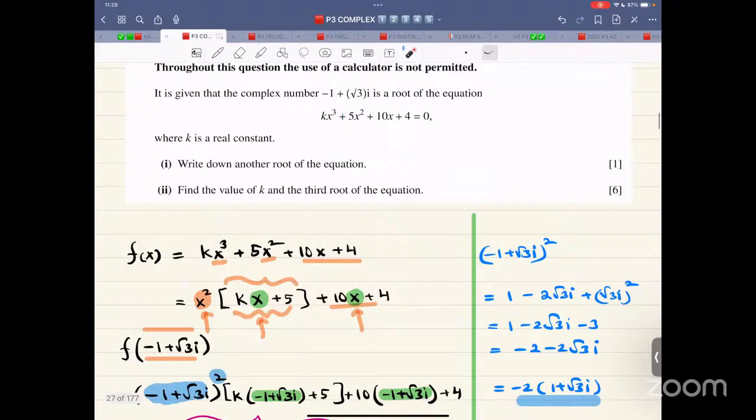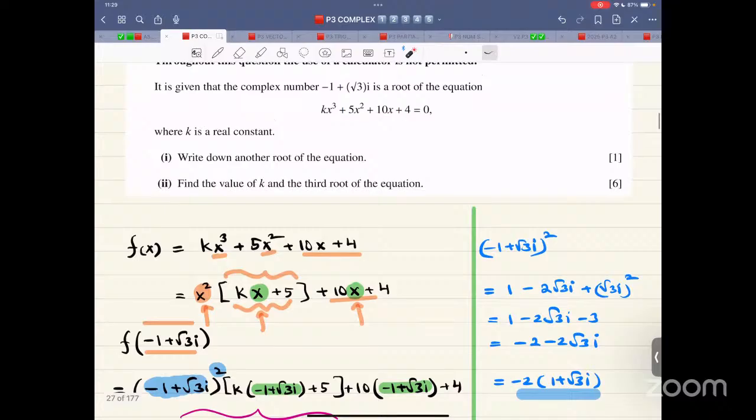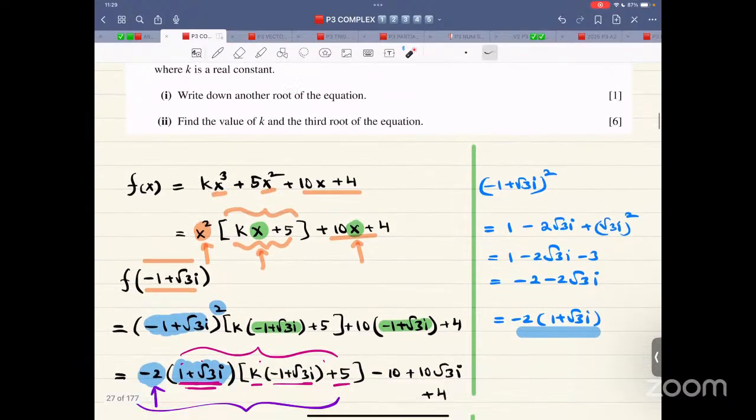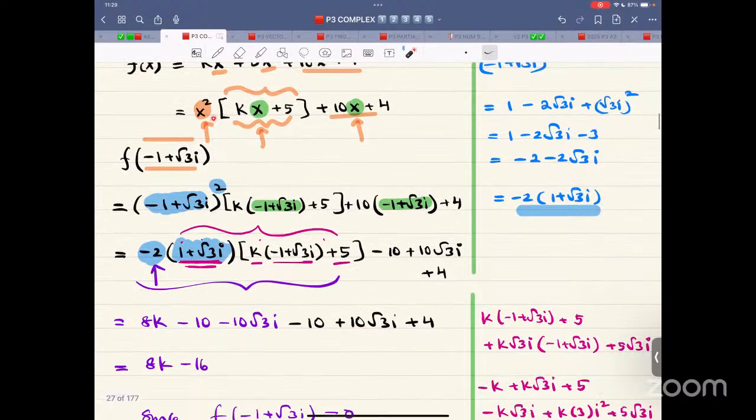So it says it is given that the complex number is a root of this equation where k is a real constant. This time it's a cubic equation. Write down another root. So the other root has to be minus 1 minus root 3i. Now what I have done is, first of all, I have taken x squared common out from these two. The previous question was written in terms of z; this time it's written in terms of x. So I have taken x squared common out, I have taken this thing and squared it. This is what I'm getting, and this is x squared over here, and this is x as it is over here.